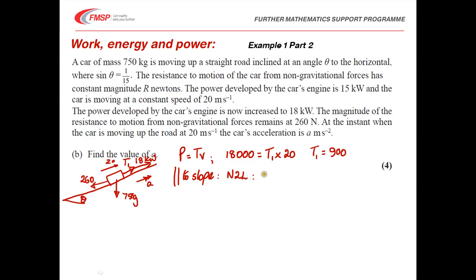Up the slope, my forward force is my 900 newton tractive force. That's resisted by 260 newtons down the slope, and also by the component of the weight, 750g sin α, which I know is going to be 750g over 15. That's my resultant force in the up the slope direction, and that's going to be equal to mass times acceleration according to Newton's second law. And again, popping that into a calculator gives you acceleration is 0.2 meters per second squared.